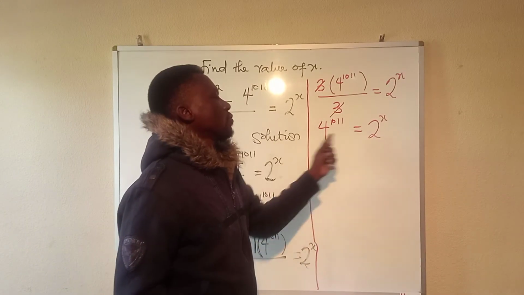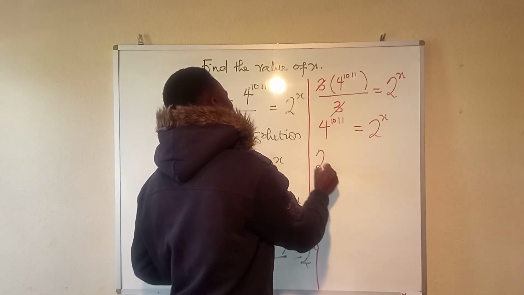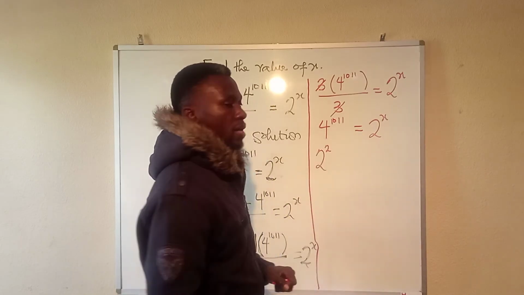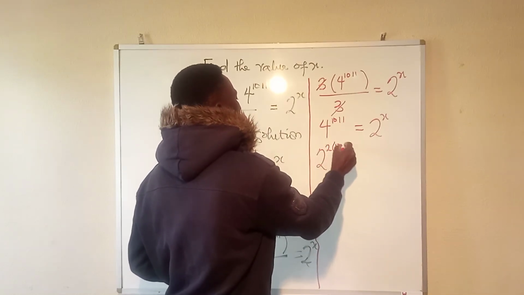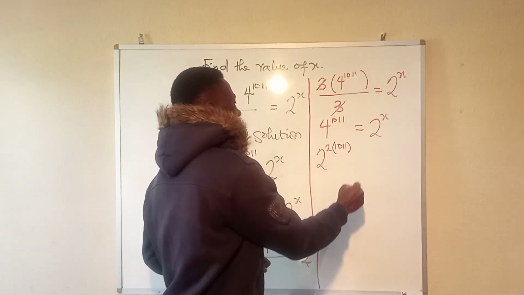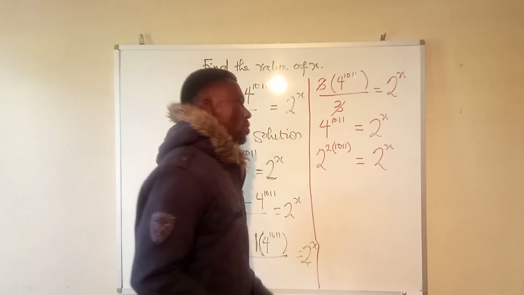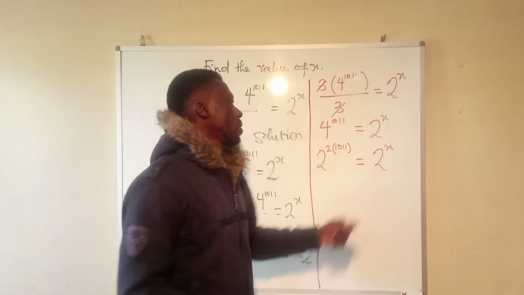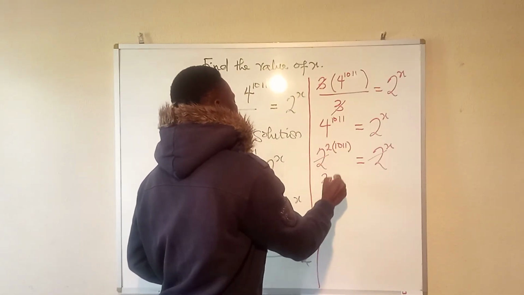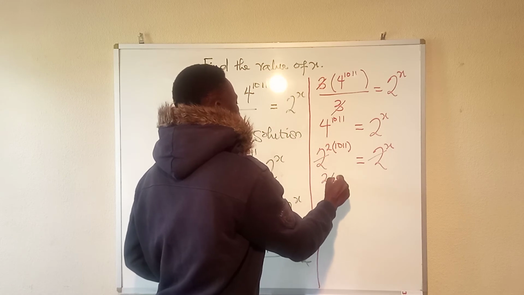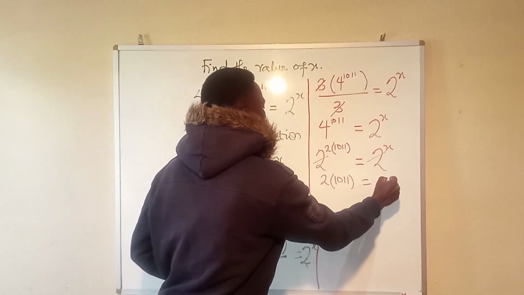Now the bases, we have to make the bases the same. So we can rewrite 4 as 2 to the second, or 2 raised to the power 2. Now multiplying 1011, and this will be equal to 2 to the x. All right. Now when the bases are equal, we equate the exponents. So the exponents will be equal. So we shall have 2 multiplying 1011 to be equal to x.